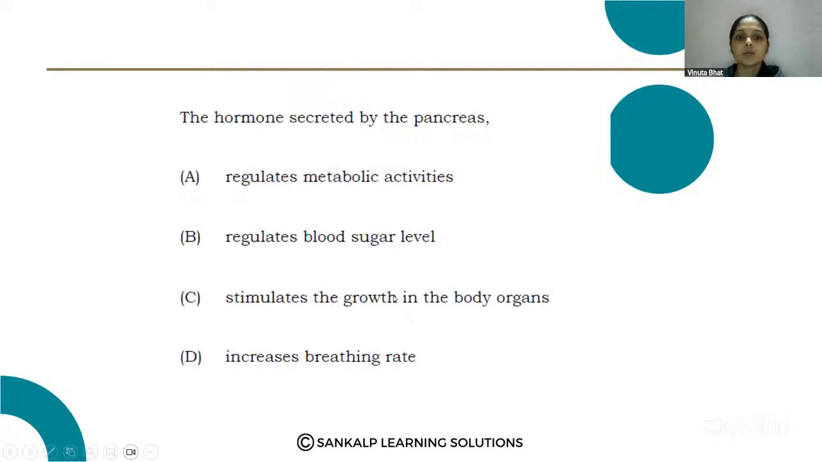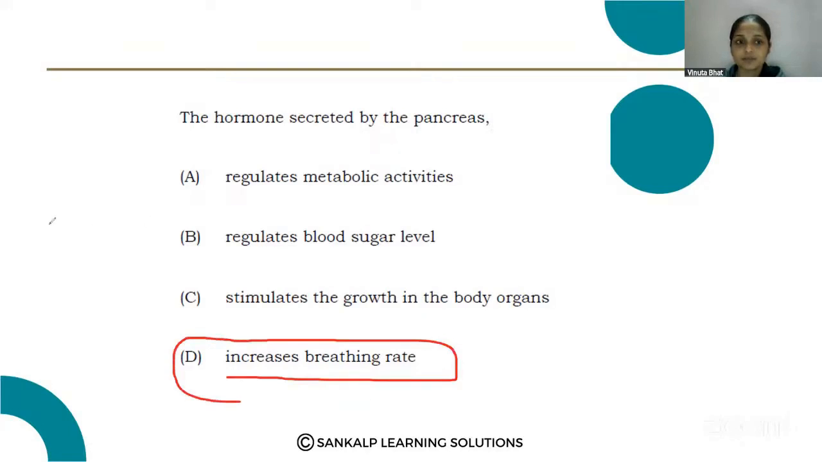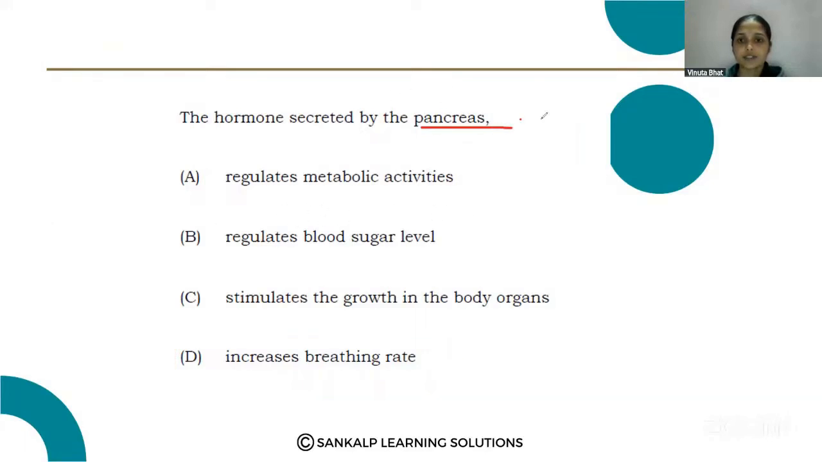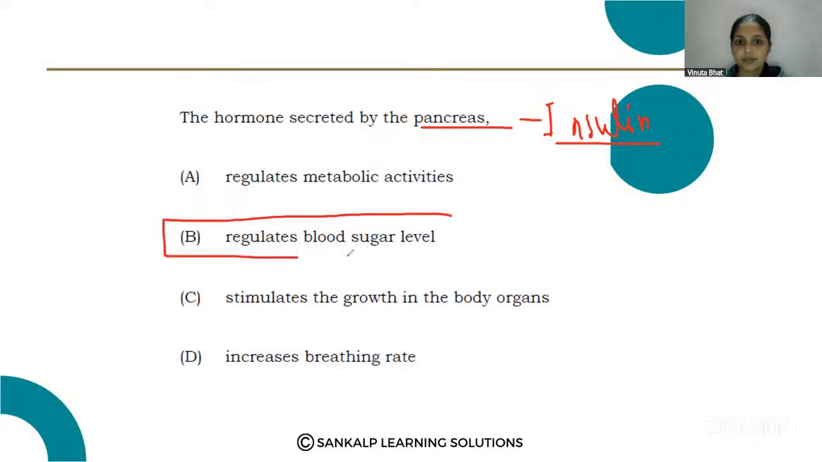Next. Which hormone is secreted by the pancreas? That regulates the metabolic activities, regulates the blood sugar level, stimulates growth in the body of organisms, increases the breathing rate. Here, the correct option: the pancreas releases insulin. What is the function of insulin? That regulates the blood sugar level. Option B is the correct answer.